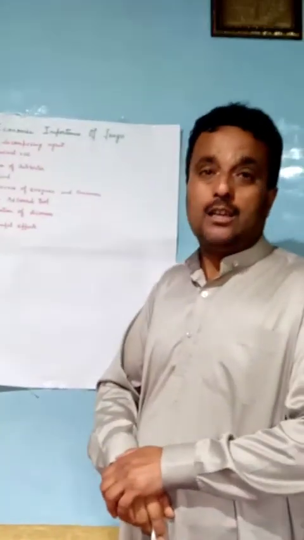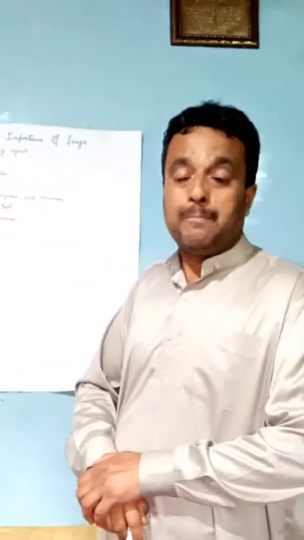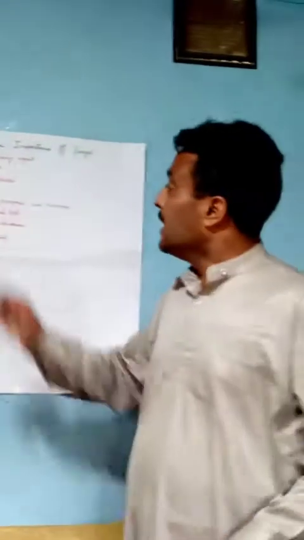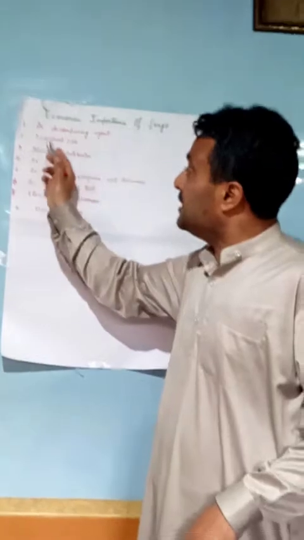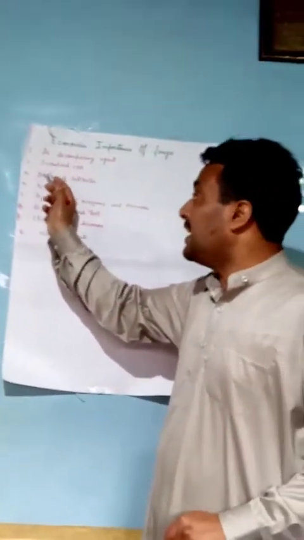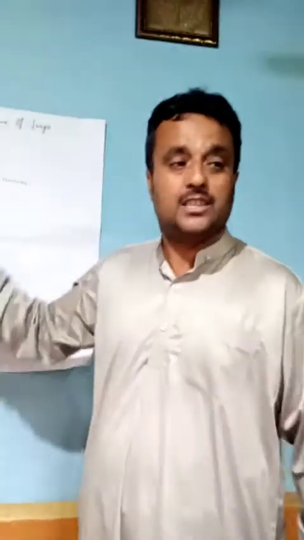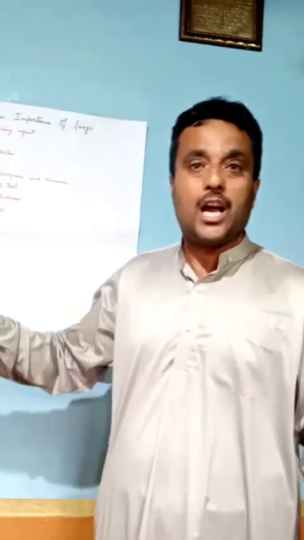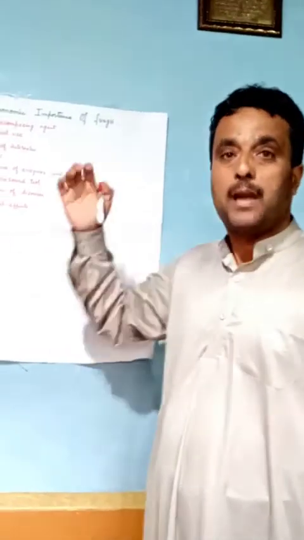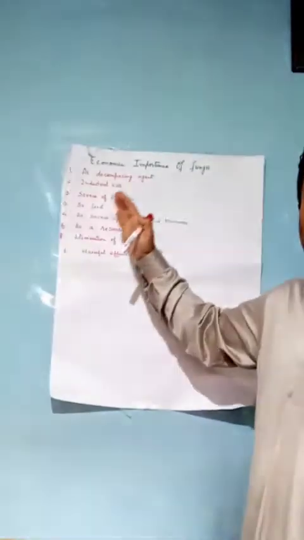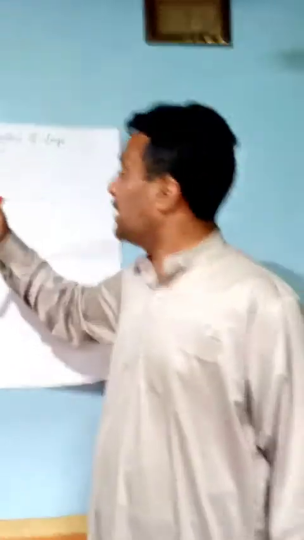Second, let us talk about industrial use. In industry they play a very important role. They are used in the baking industry. They are used to manufacture various types of cheese. They are also used in the manufacture of formic acid, citric acid, and soft drinks.